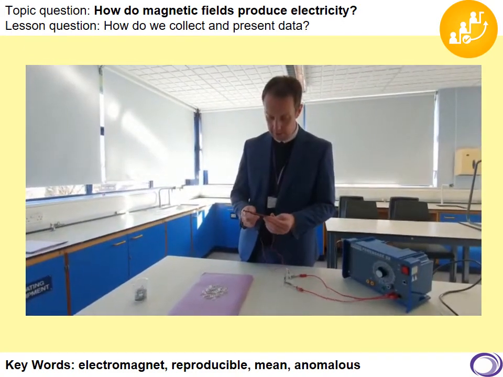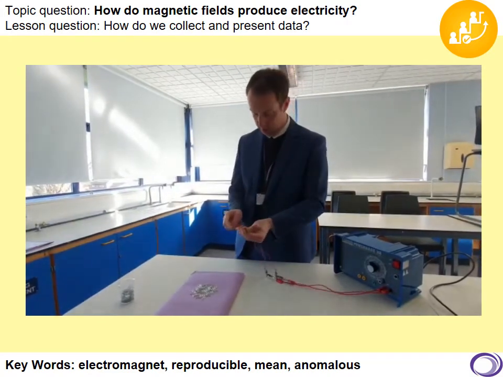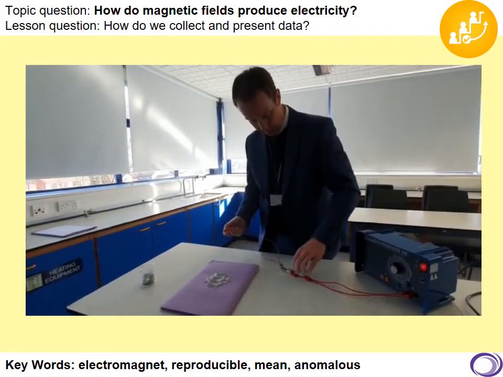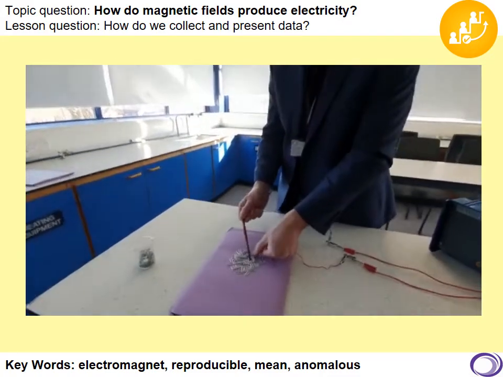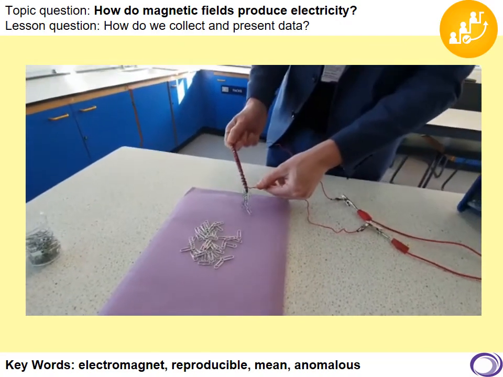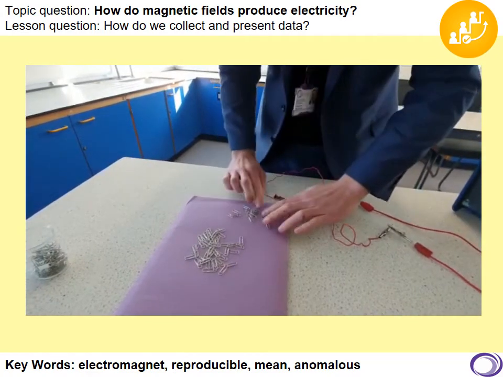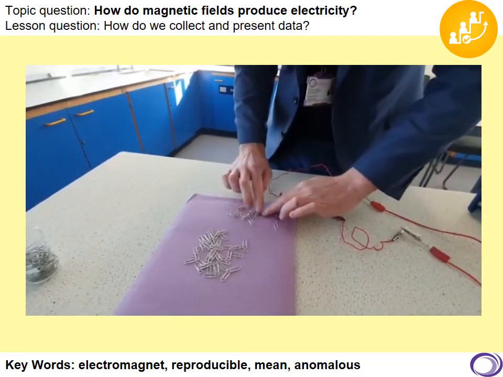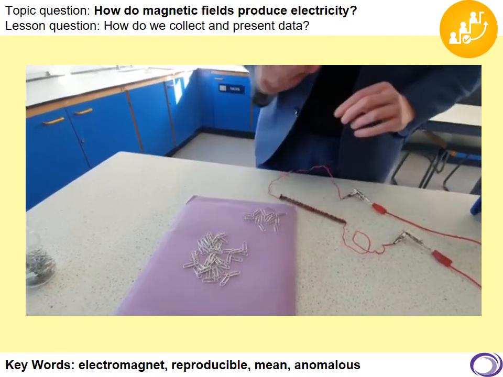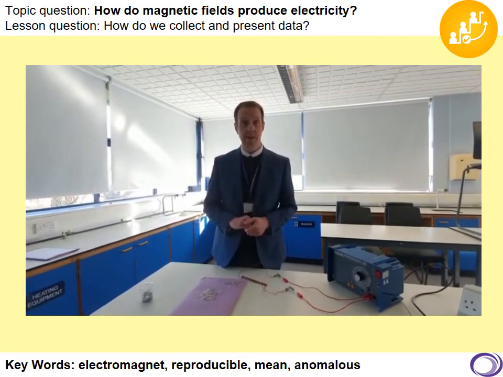And one final one with 20 coils around the core. Turn this on. Look at that. And that has lifted 1, 2, 3, 4, 5, 6, 7, 8, 9, 10, 11, 12, 13, 14, 15, 16 paper clips. And now you can process those results.